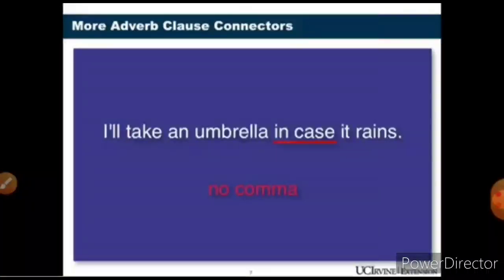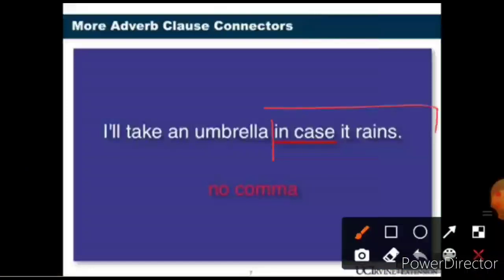So in case is your adverb connector, and it makes it a complex sentence. In case it rains is your dependent clause over here, and I'll take an umbrella is your independent clause. Now the dependent clause, in case it rains, does not need a comma over here. Why? Because it is written in the center. It is coming in the middle.